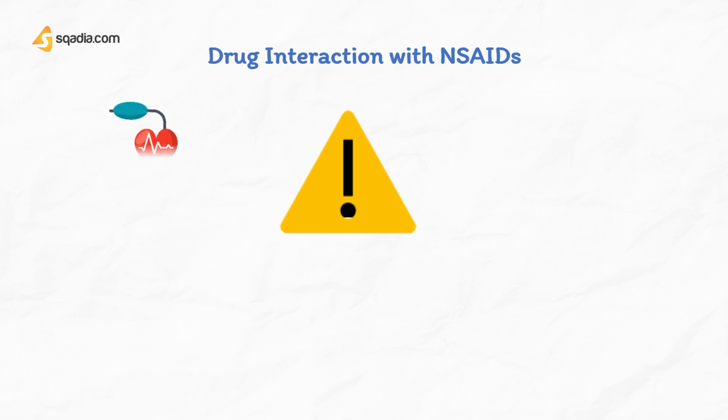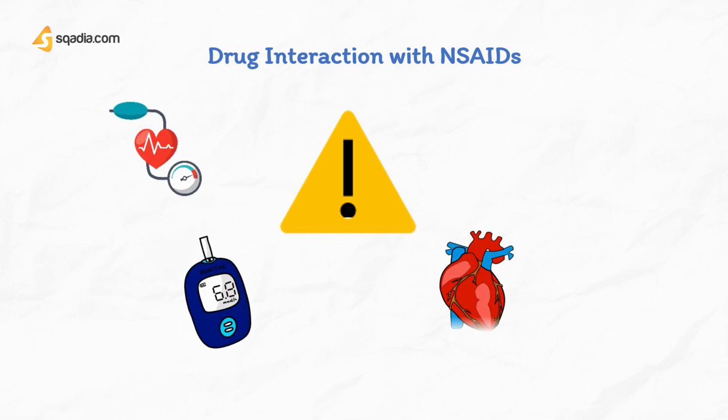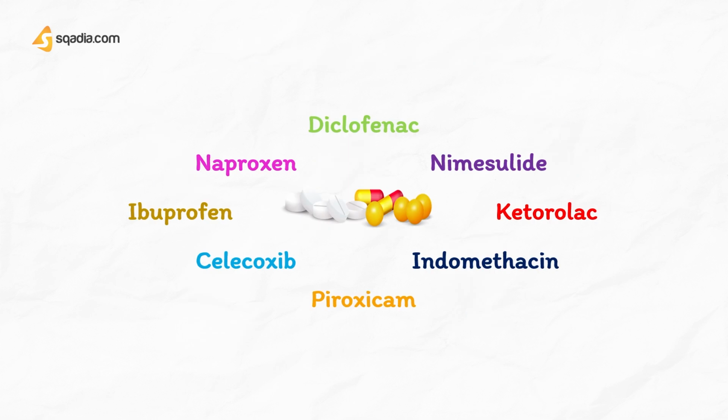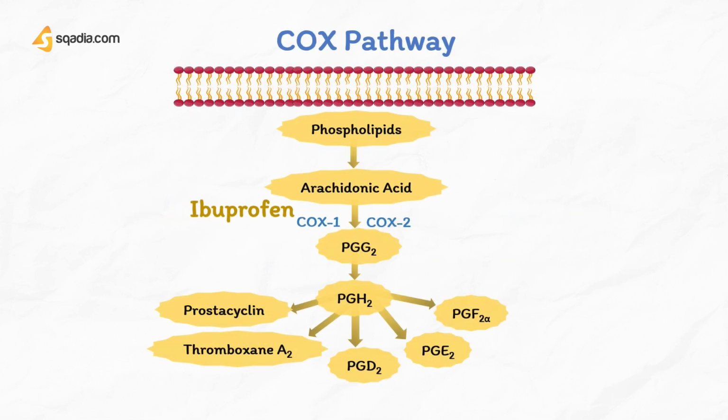Hypertensive, diabetic, ischemic heart disease, epileptic, and other patients receiving long-term regular medication have possibility of drug interaction with NSAIDs. So this pointer should be considered carefully while prescribing NSAIDs to such patients. Now, let's quickly discuss these drugs, one by one. Reminding you again here that you can find the detailed lectures on acetaminophen or paracetamol and aspirin as well on sqadia.com. Let's talk about ibuprofen here.